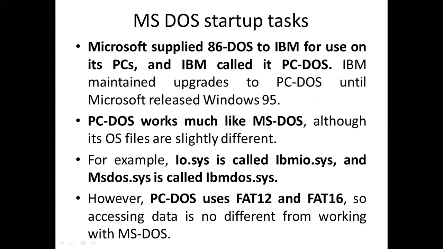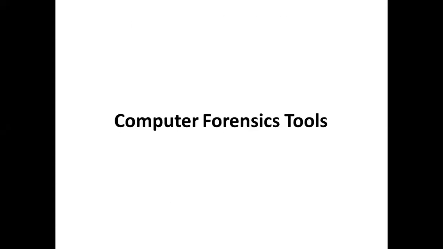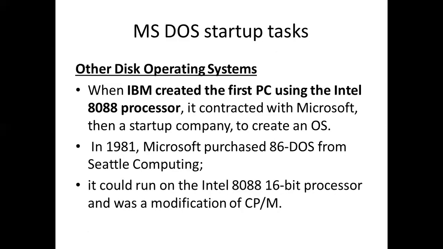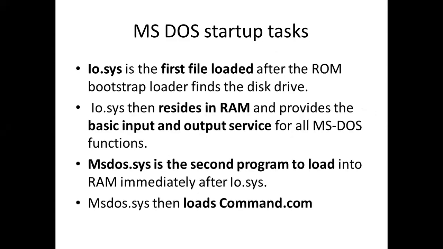Then IBM also introduced another one, which is built into the PCs. It was called PC DOS. PC DOS works more like MS-DOS, with small differences here and there. The io.sys is called ibmio.sys. It's just a name change, but the working is the same. So this is about the MS-DOS startup task. It's a theoretical part only, and that is what you need to understand about MS-DOS.